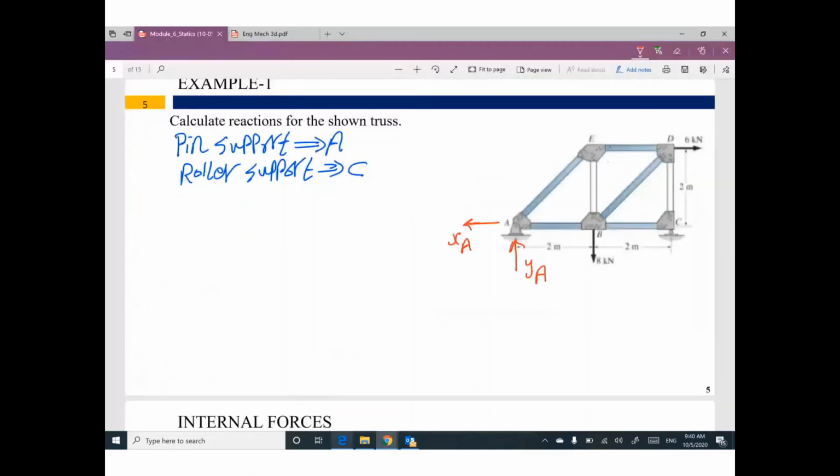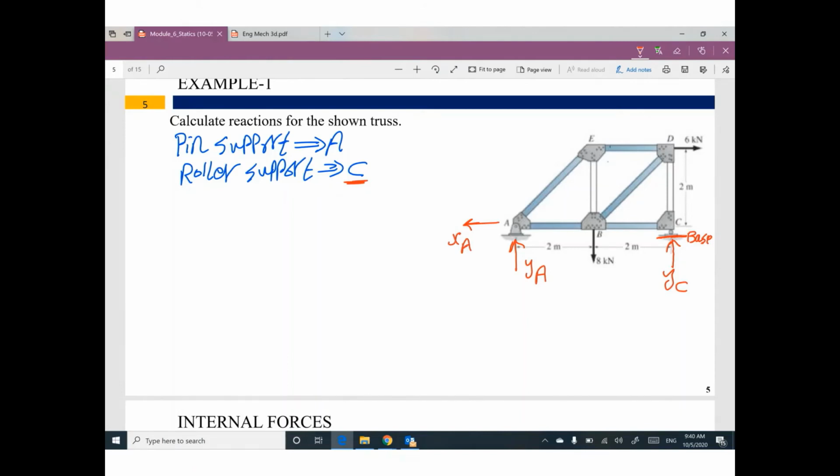This is A. What is the other support? Is it at E, at D, at B? No. The second support is a roller support at C. So we have only one reaction. This reaction is perpendicular to this base. This base is horizontal, so your reaction will be vertical, YC. Okay, I put my reactions on the structure.